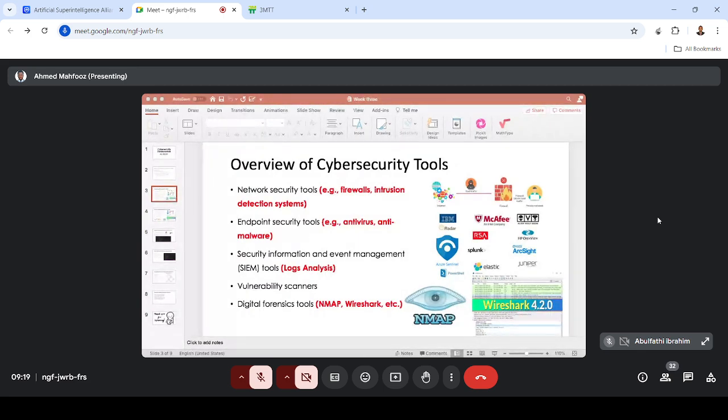Also, we have endpoint security tools. Endpoints in most cases are what the end user has, that is your personal device, going off the network.